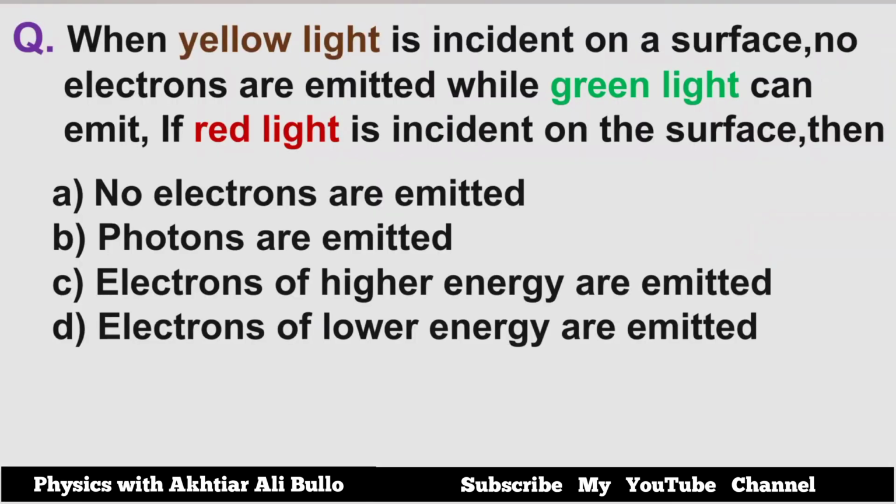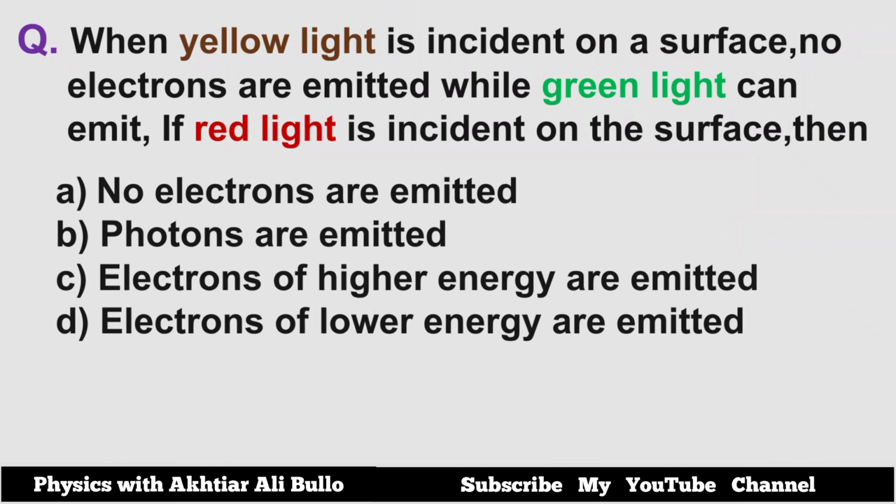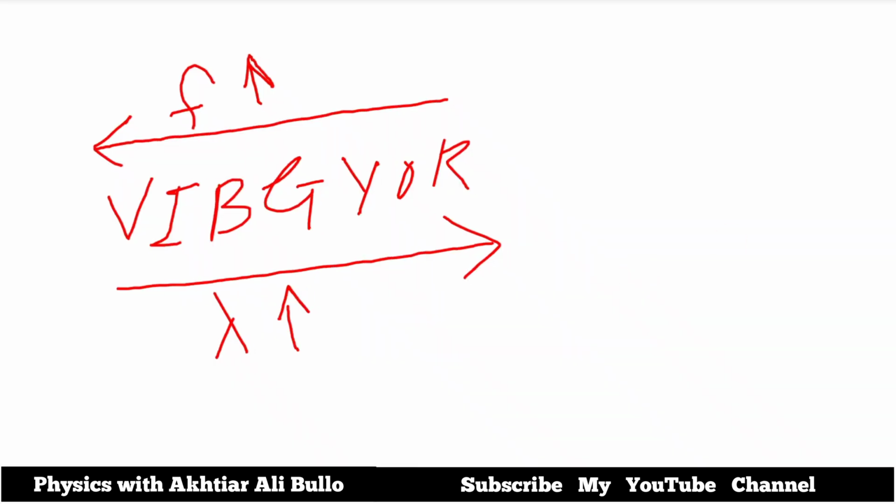So when yellow light is incident on the surface, no electrons are emitted, means the wavelength of yellow is greater than the threshold wavelength. If the wavelength of any radiation is greater than the threshold wavelength, then no photoelectrons are emitted. But if the wavelength of the incident radiation is less than the threshold wavelength, then photoelectrons are emitted.